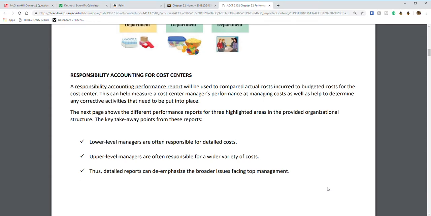So, responsibility accounting for cost centers. This is basically all we're going to go over with the cost centers. They will have a responsibility accounting performance report, and this is going to be comparing actual cost to the budget cost. This is what we did at the tail end of chapter 21. If you remember that, when we started doing those units and stuff, that's what we're going to use in this.